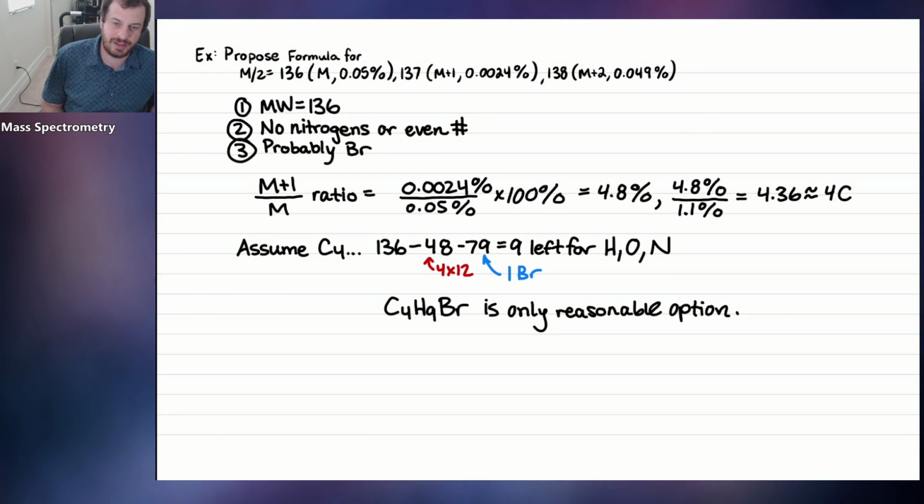So it's kind of a trial and error process, but there's some tricks to it. The big trick is, of course, using the M plus 1 to M ratio, dividing that by 1.1 to figure out the number of carbons. Then subtracting the mass of carbon from the molecular weight and subtracting any halogens that may be present to figure out how much mass is left for other elements like hydrogen, oxygen, and nitrogen. And then trying all the different possibilities and seeing if they're all reasonable.